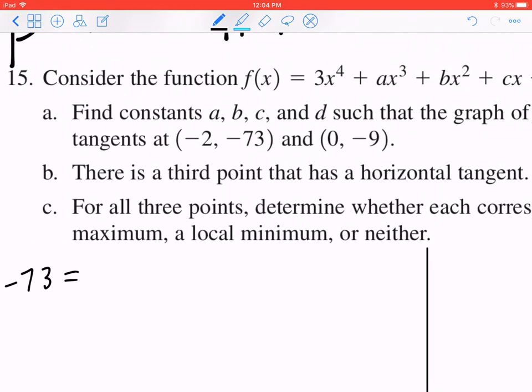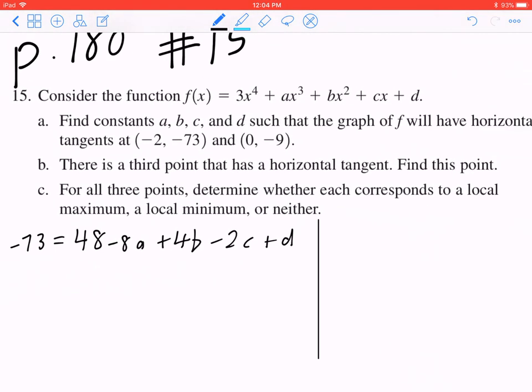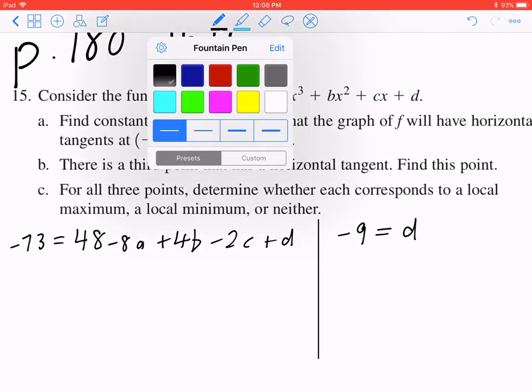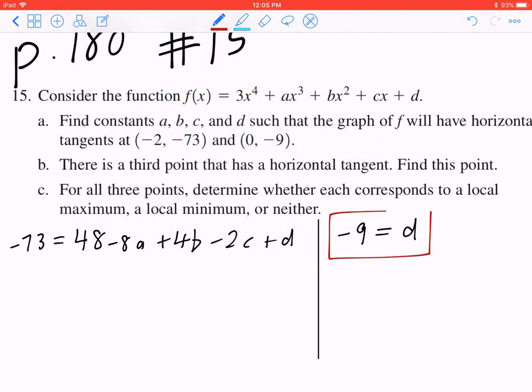Now, I'm assuming you've tried this. I'm going fast. This is a test. You have to be in the moment. When you plug in x to be -2, this would give you 48 minus 8a plus 4b minus 2c plus d. Now likewise in the second case, if you plug in y to be -9 and x becomes 0, you should be able to see that d is the only term that is left.